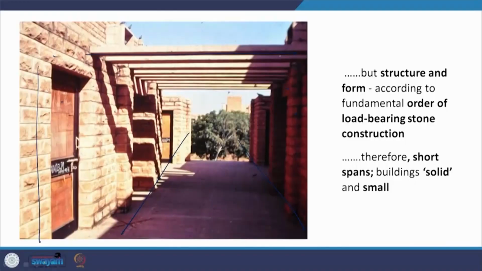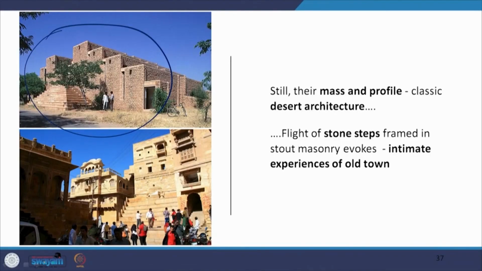Still this mass and profile, so the idea that you see here is a vernacular idea, but it is based on modern rational theory. Now this mass and profile that you see here in the lecture complex, which is one of the most interesting spaces in the Jodhpur University, is directly connected to the idea of the stone steps, this flight of stone steps you see here and you see here, that are framed in this stout masonry that is an intimate experience of the old town. So we find that space similarity within the traditional architecture.